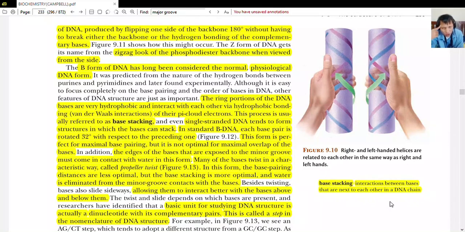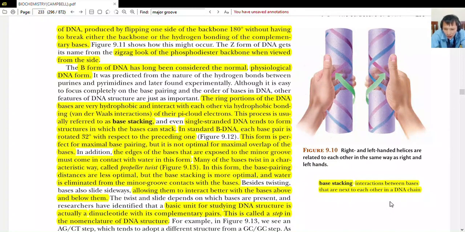So there are still interactions between them. They can move, or probably have electromagnetic interactions, because you have a positive and negative side from one molecule and another molecule, so there's an interaction between them. We call that base stacking. Okay?